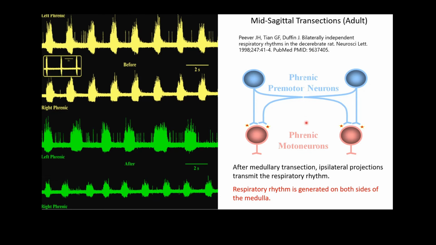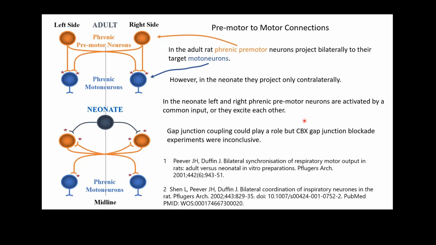And so when you transect, you cut the connection between the two, and now each side generates a respiratory rhythm independent of the other side. But because they have their ipsilateral connections, we can still see that when we record from the phrenic neurons here. So that's something that is important to know. The respiratory rhythm is generated independently on both sides of the medulla. These connections change from the neonate rat to the adult rat. In the adult rat, the phrenic premotor neurons, shown here in orange, project bilaterally to the target neurons.